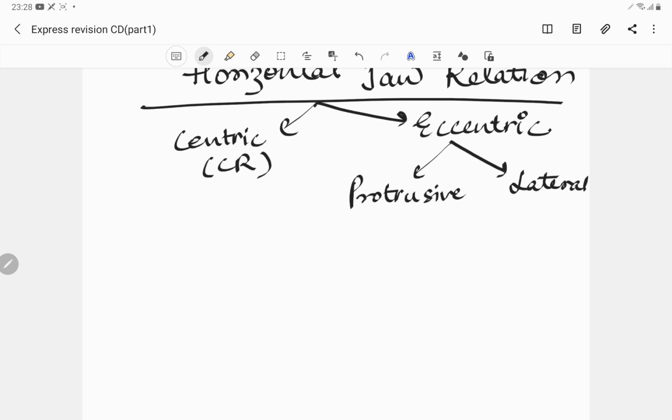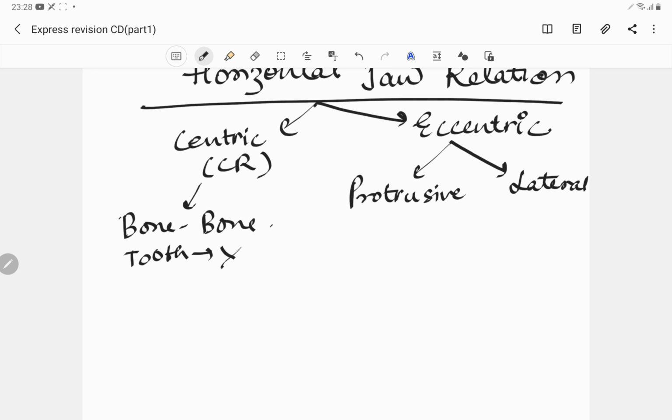That means the condyles are going to articulate in the thinnest portion of the disc with the complex in the anterior superior position against the slope of the articular eminence. That means there is going to be the anteroposterior positioning against the slope of the articular eminence, and this position is independent of tooth contact. So in CR, there is no tooth contact. CR is bone to bone contact.